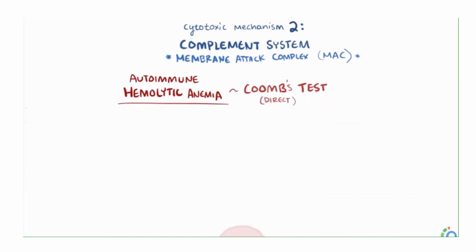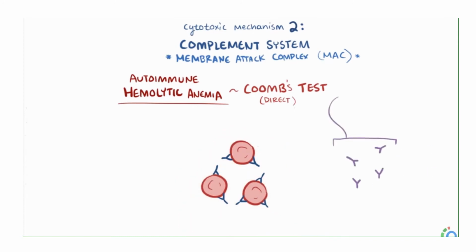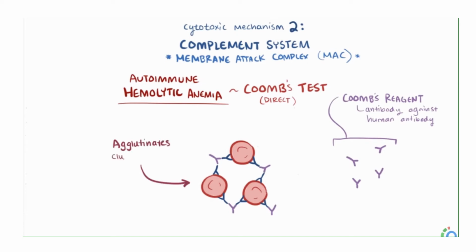In the direct Coombs test, the person's red blood cells are separated from the plasma and then mixed with Coombs reagent, which is anti-human globulin, basically an antibody against human antibodies. If the red blood cells agglutinate or clump up, that means that they probably had antibodies on their surface.